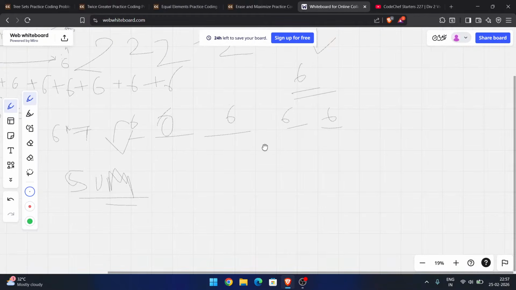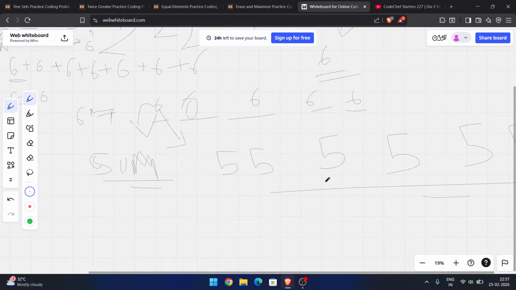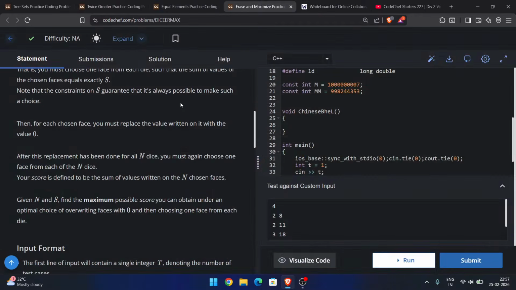Now how can we say that? Notice one thing. If I want 6 as a last value, what is the maximum value I can take here? It's 5. So at every index, I can take maximum 5. You getting what I did here?